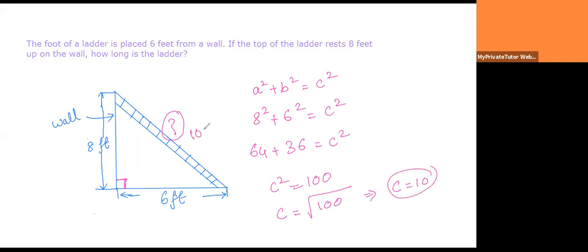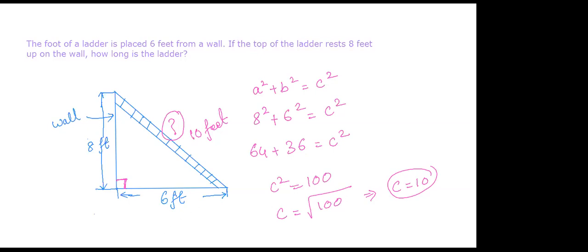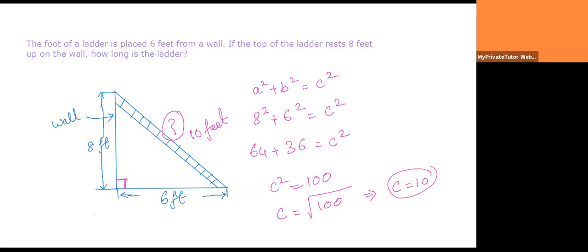Yes, exactly, Joseph. Very good. So you need to write the final sentence as a conclusion: the length of the ladder is 10 feet. Michelle, are you able to follow me? Yes, sir. Okay, clear. Great. So let's try one more question.